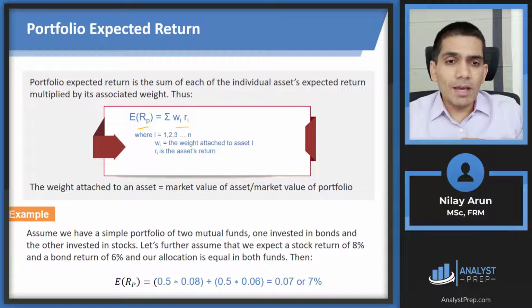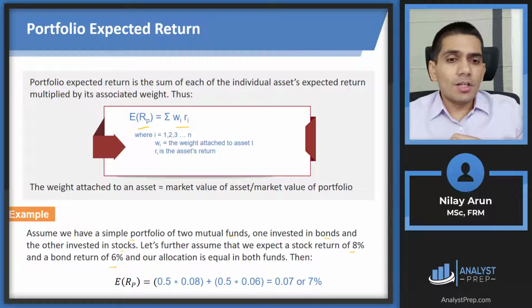So assume we have a simple portfolio of two mutual funds. Now that means we're talking about two different assets. Let's say asset A and asset B. So one is invested in bonds and the other is invested in stocks. Now we assume that the stock return is 8% and the bond return is 6%. And our allocation is equal in both the funds. Now in this case, what will be the expected return on the portfolio?